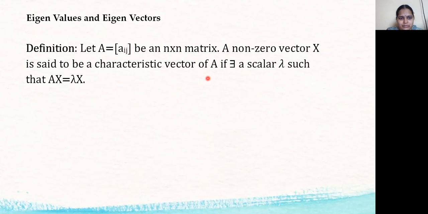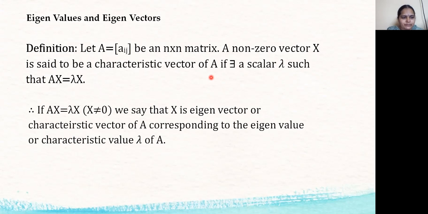So here we should remember that a characteristic vector is a non-zero vector x and lambda is the eigenvalue or characteristic value. So therefore, if Ax equal to lambda x, x not equal to 0, we say that x is an eigenvector or characteristic vector of A corresponding to the eigenvalue or characteristic value lambda of A. So for each characteristic value, there exists a characteristic vector.